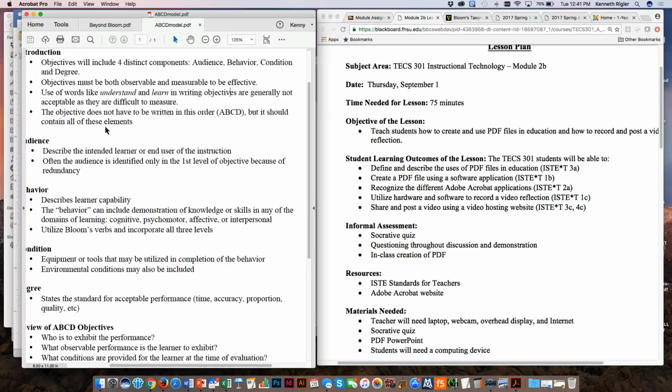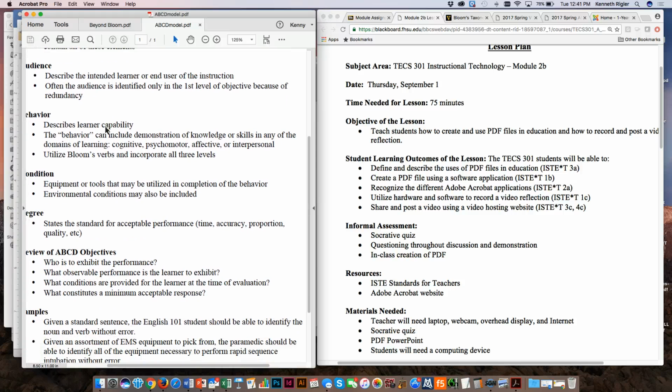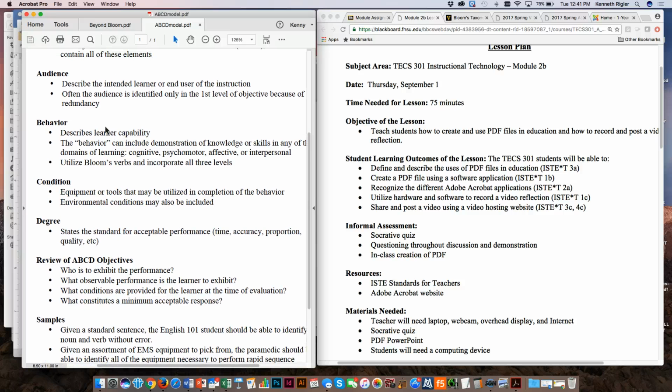No, because it's hard to measure. So these four components help us to write good objectives.